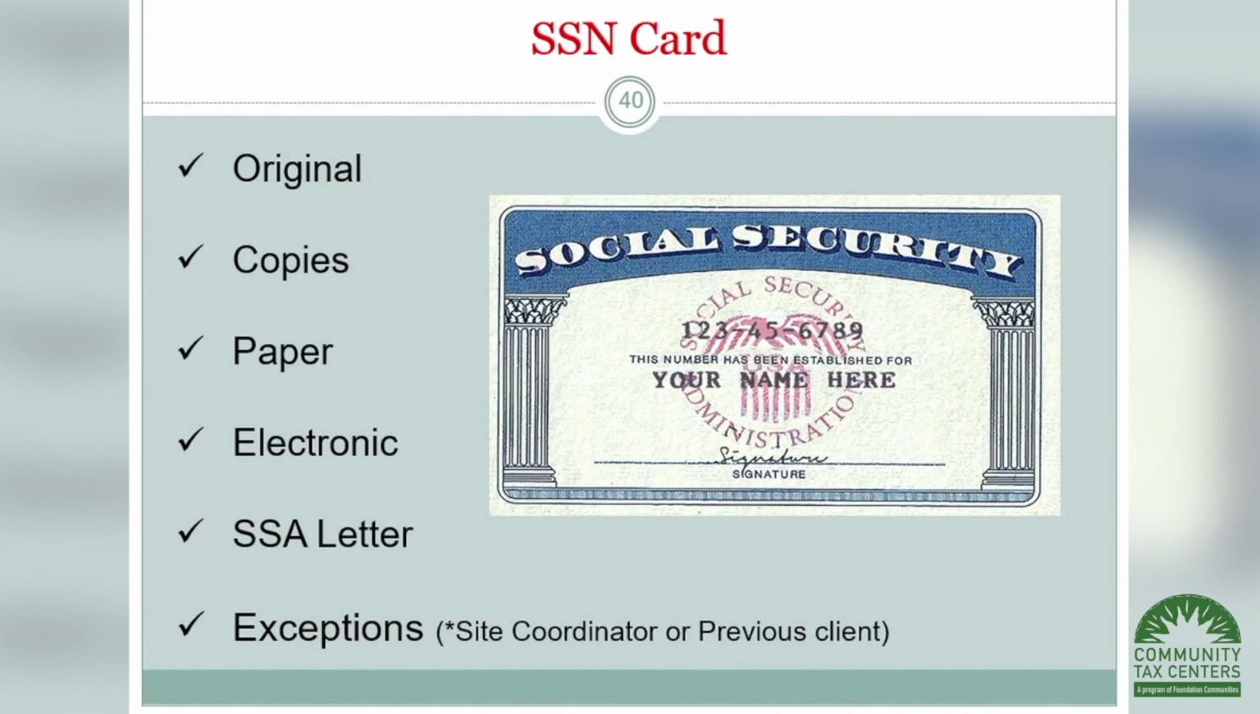Now let's take a look at what you will need: a Social Security card. It has to be the original. Copies, sometimes, if, say, the taxpayer filed with us previously and their information automatically populated, and the same Social Security numbers are on the tax return, of course, a paper or electronic.